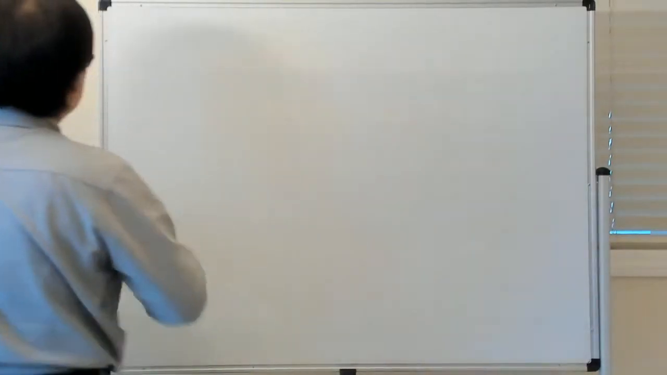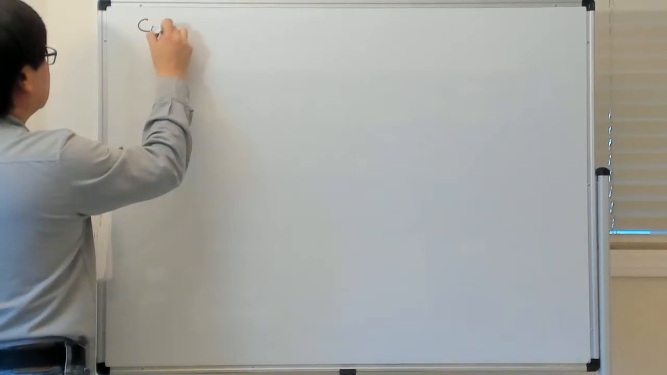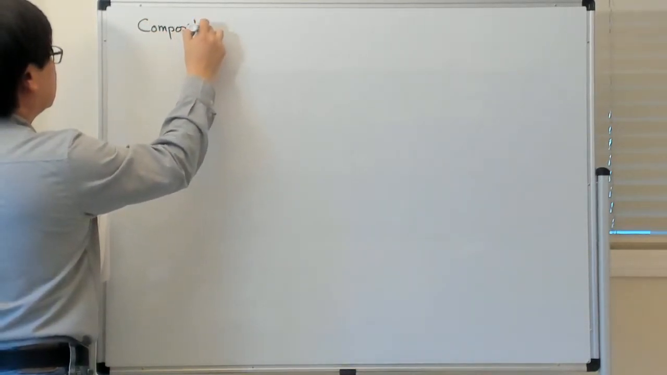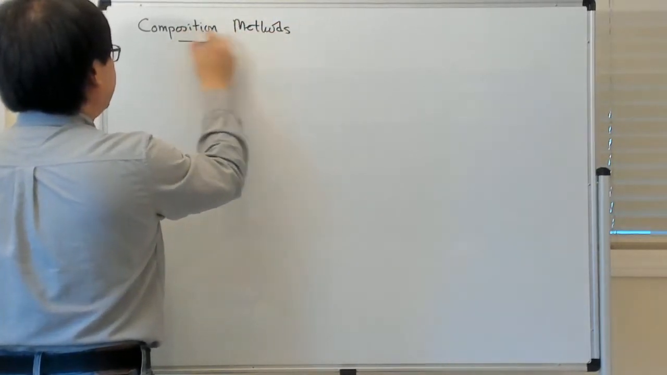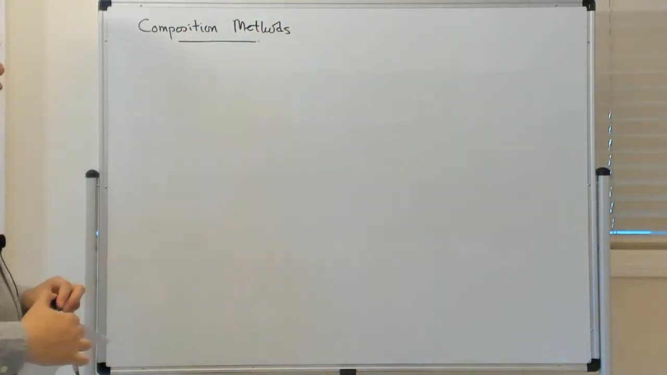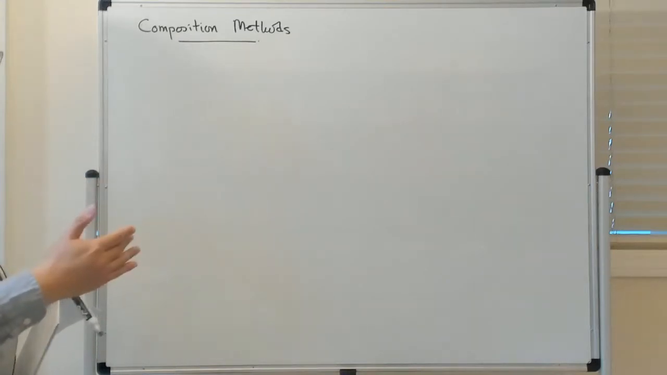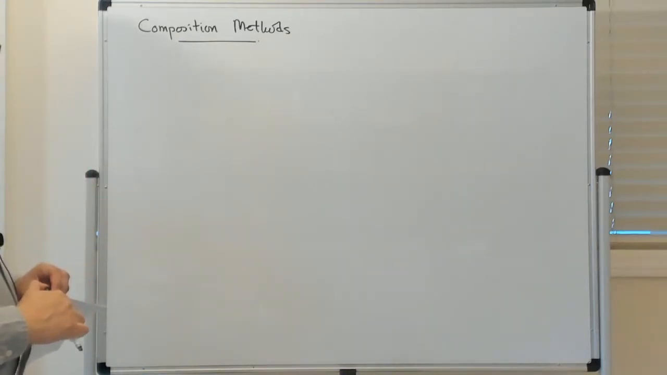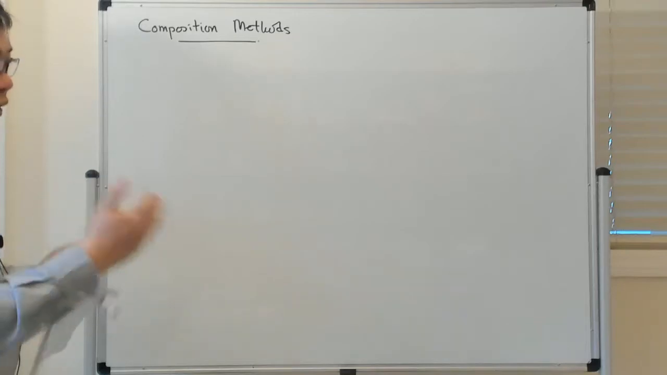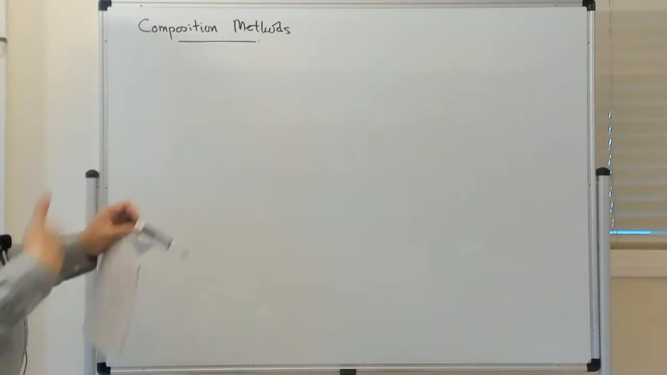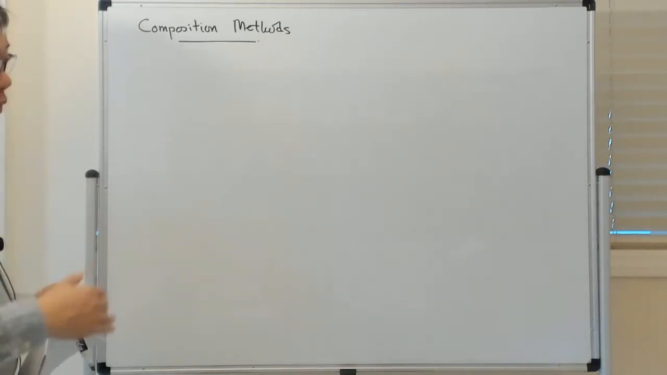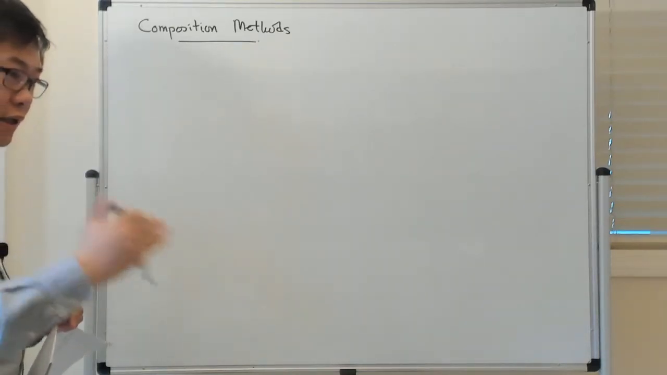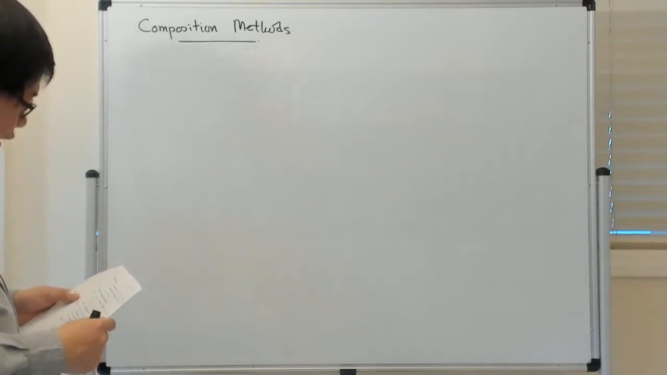Okay, so now I'm going to talk about what are called composition methods. The idea behind composition methods involves taking an underlying one-step method and then taking different time steps of it and taking its composition, doing this in such a way that you end up getting a method which has effectively higher order of accuracy.